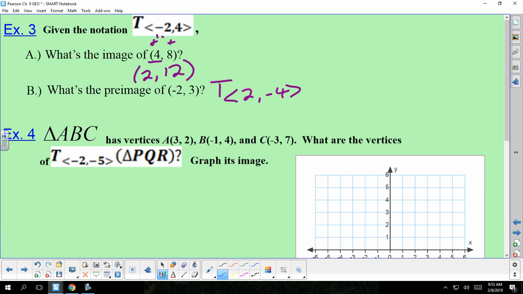So for this one, I can simply add those again. So negative 2 plus 2 is 0. 3 plus negative 4 is negative 1. That would be the starting point.